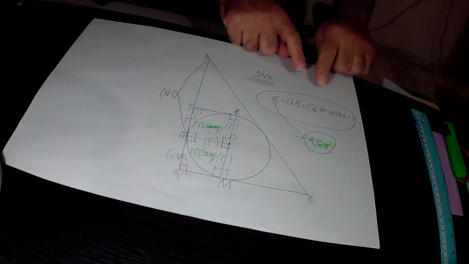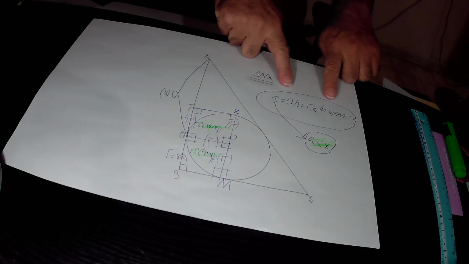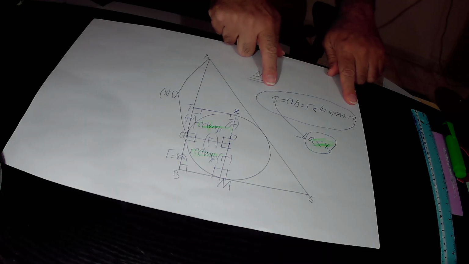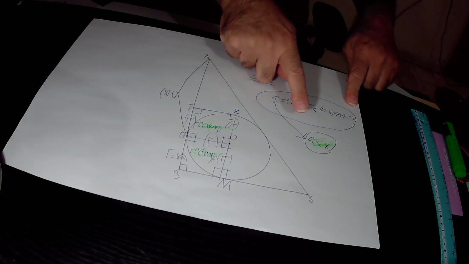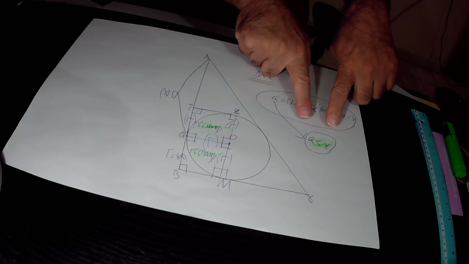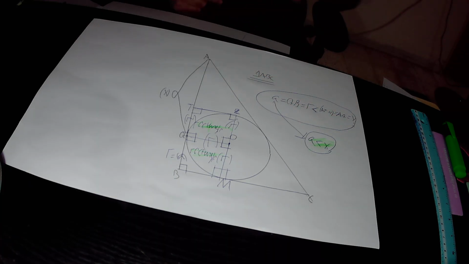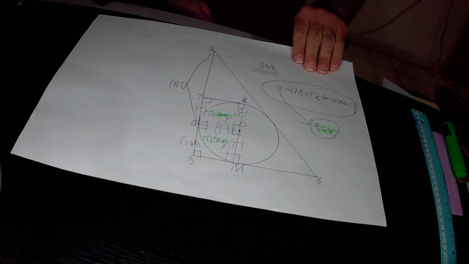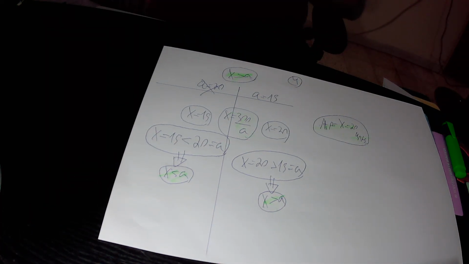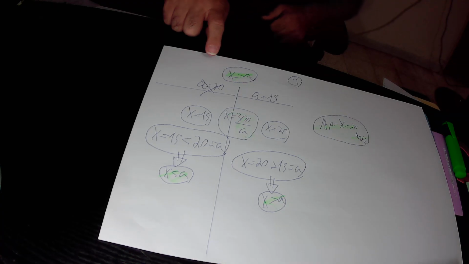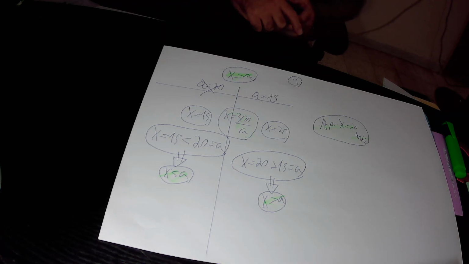From this inequality, we derive that A is smaller than X. Again, A is smaller than X, or X is greater than A. So we found out that X is greater than A. So we have two solutions for A. A could be either equal to 20 or to 15.